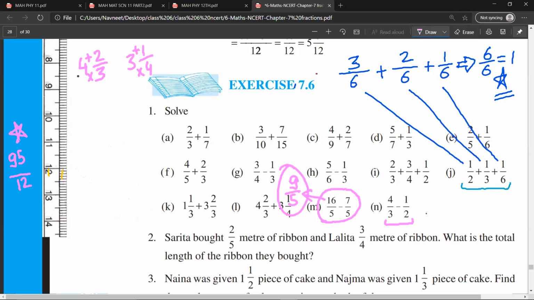What would be the LCM? 6. So something upon 6 minus something upon 6. What should I write here? 8/6 and 3/6. What would be my final answer? 5/6. Perfect. Very nice.